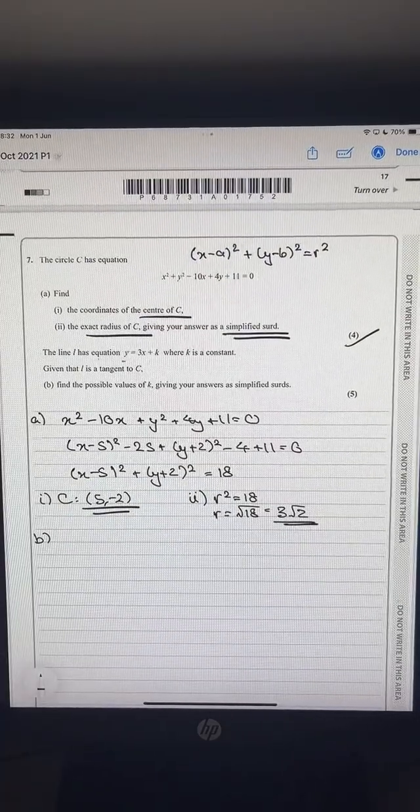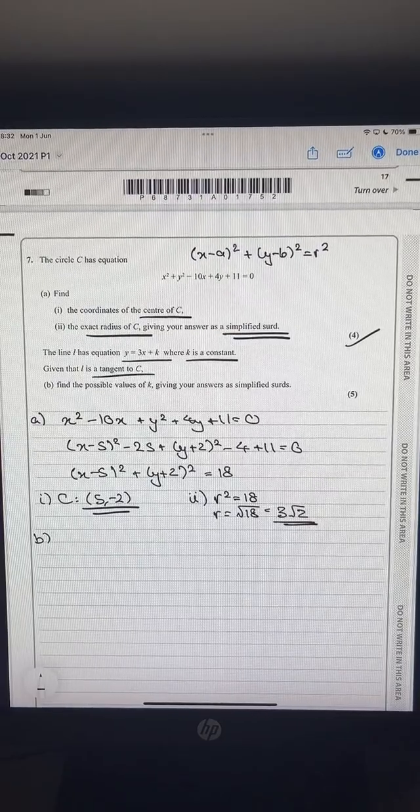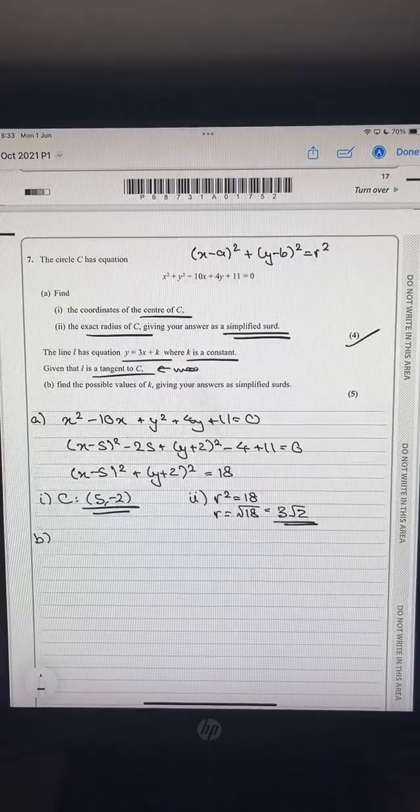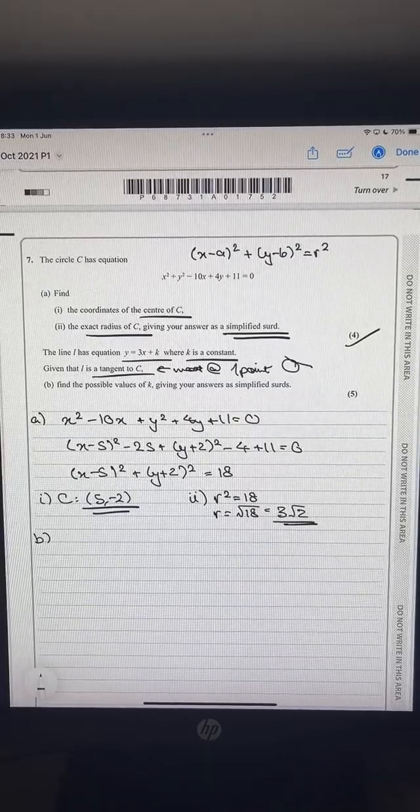Line L has an equation y equals 3x plus k, where k is a constant. L is a tangent to C. Tangent means meet at one point. In other words, they just touch, something like that. Find the possible values of k, giving your answer as simplified surds again.